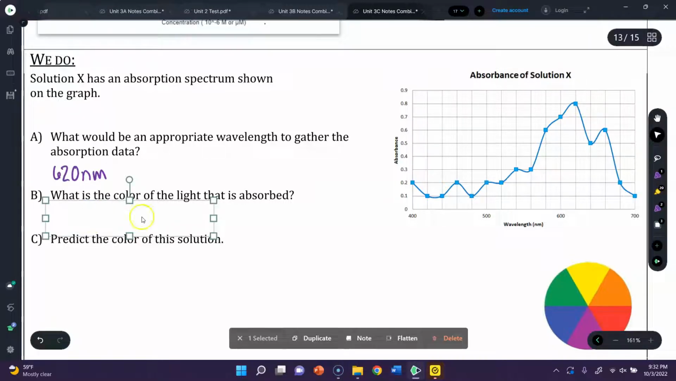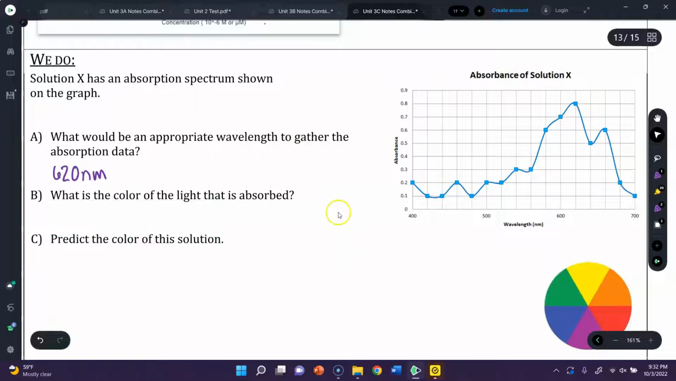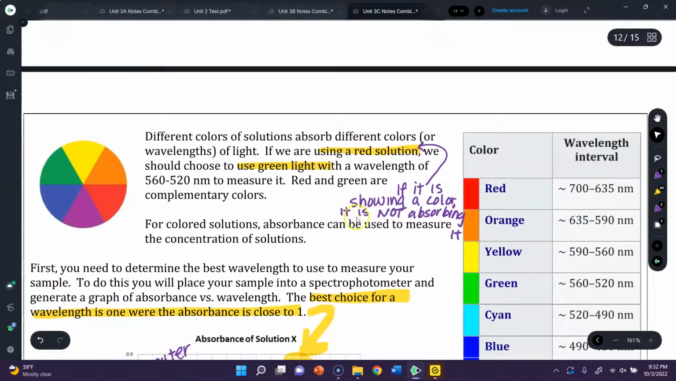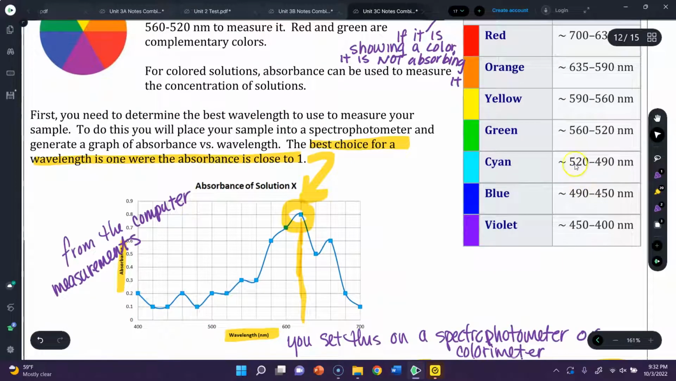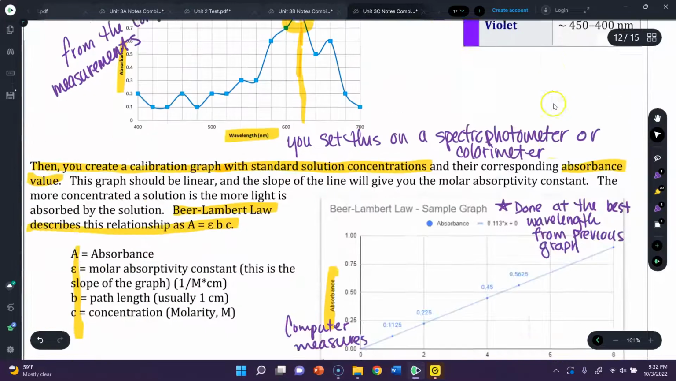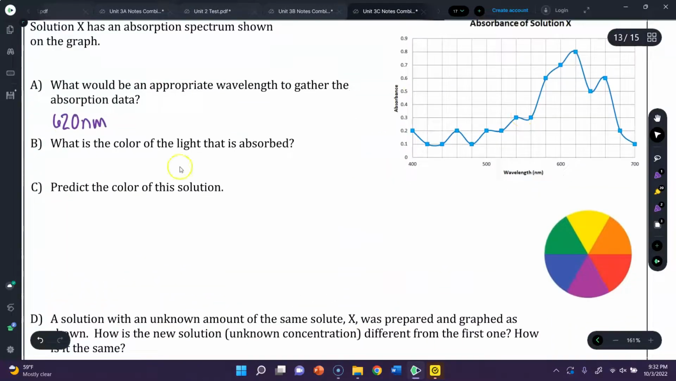Now, what is the color that is being absorbed? So for that, you needed to have gone back up here to these. So 620 falls within the orange. So you should have gotten orange here. Okay, predict the color of the solution. So if it's absorbing orange, that means that it is colored blue because it is complementary colors. So it should be a blue solution.